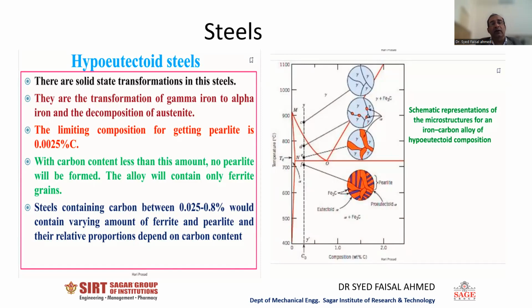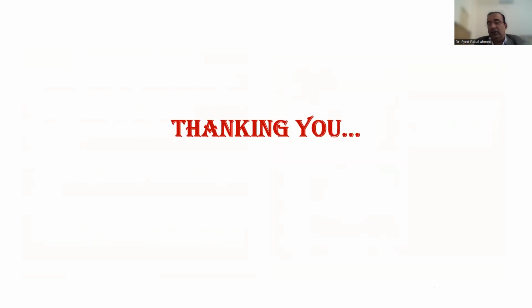The limiting composition for getting pearlite is this. With carbon content less than this amount, no pearlite can be formed. The alloy will contain only ferrite grains. Steels containing carbon between 0.025 and 0.8% would contain varying amounts of ferrite and pearlite, and their relative proportion depends on the carbon content. So that's all for today.